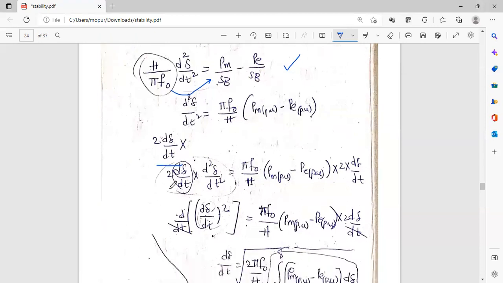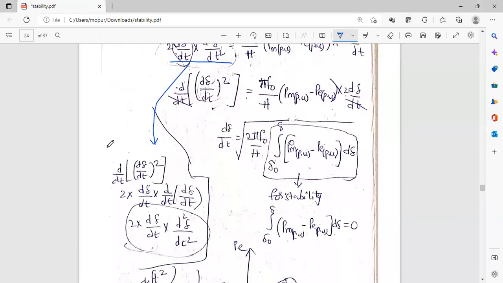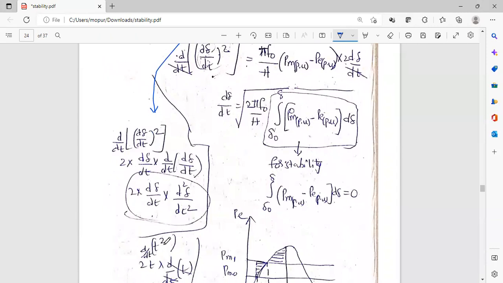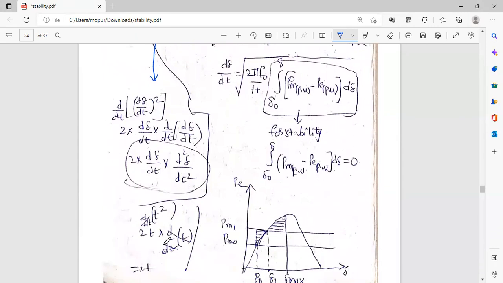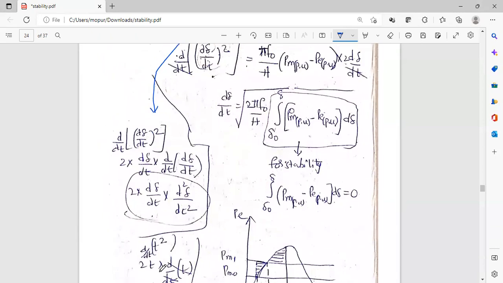Now, how can we write this whole term? See here, the d by dt of t square is 2t into dt by dt, the dt gets cancelled, so that is 2t. So d by dt of t square is 2t. Similarly, if you assume this total as a variable, then d by dt of (d del by dt) square is equal to 2 into d del by dt into d by dt of d del by dt.